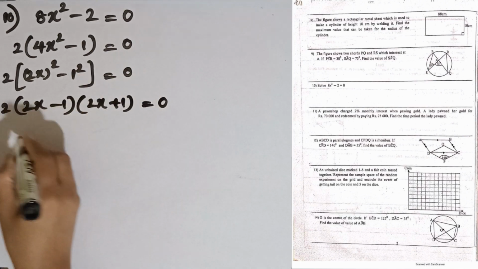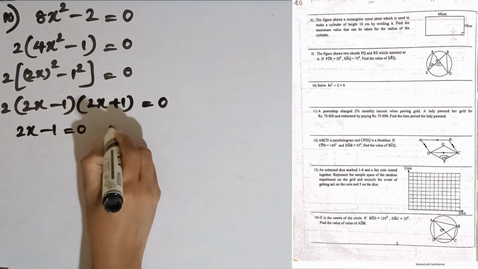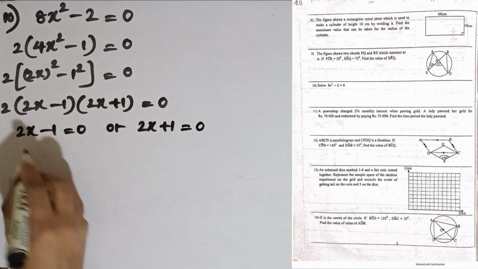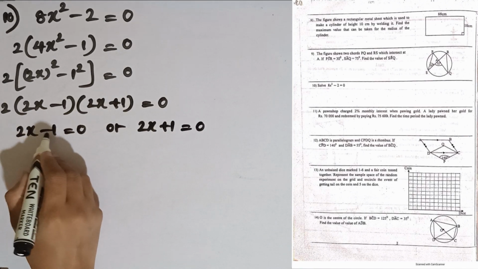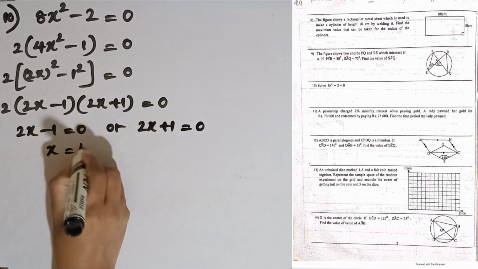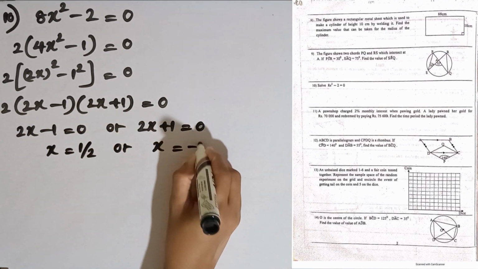Then 2x minus 1 equal to 0, or 2x plus 1 equals 0. Here if you take minus 1 to the other side, then x equals half, or then this one x equals minus half.